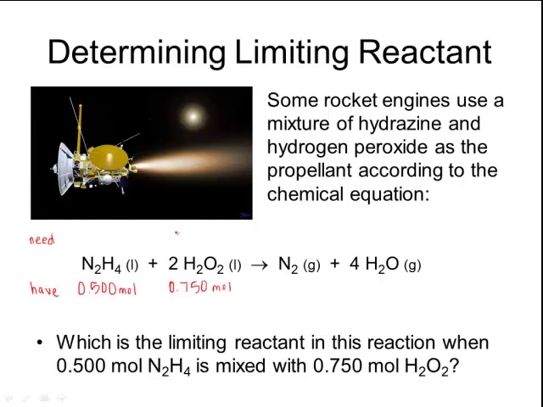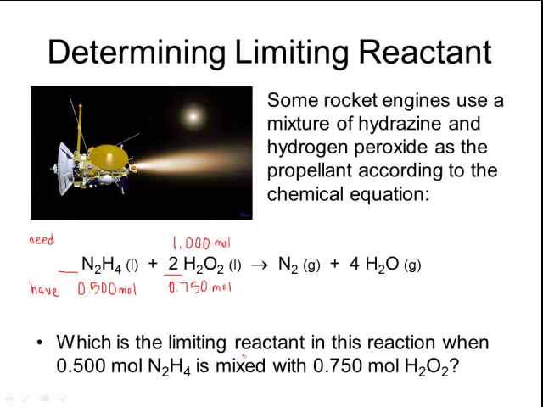And in order to do this, I need to look at the mole ratios. There is a 1 before the hydrazine, and there is a 2 before the hydrogen peroxide. So there's a 1:2 ratio between my 2 reactants, which means for every 1 mole of hydrazine, I need 2 moles of hydrogen peroxide. So I need twice as much hydrogen peroxide as I have hydrazine. So if I have 0.5 moles of hydrazine, I would need 1.00 moles of hydrogen peroxide.